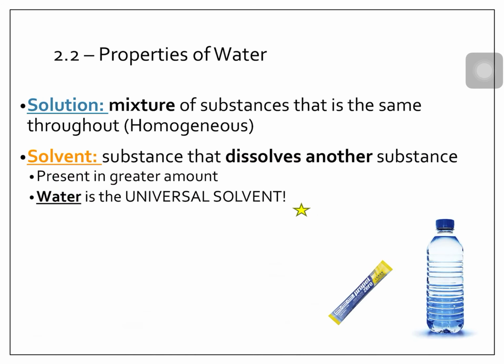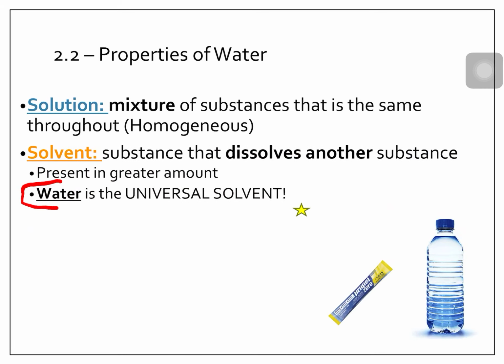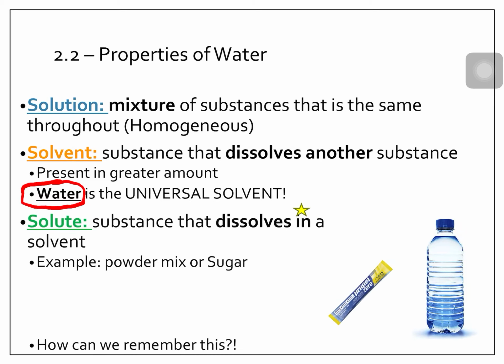Our solvent is a substance that's going to dissolve another substance. Water is the universal solvent. So if you ever see water as an option, it's always going to be a solvent. It's the thing doing the dissolving. And the solute is the substance that is getting dissolved. An example I like to use is powdered mix or sugar. Here's my water, that's my solvent. The Propel is my solute. And when I mix them together and this water bottle is all yellow, that's going to be my solution.